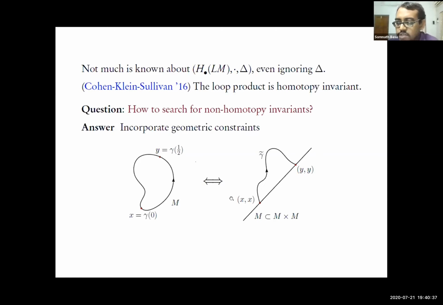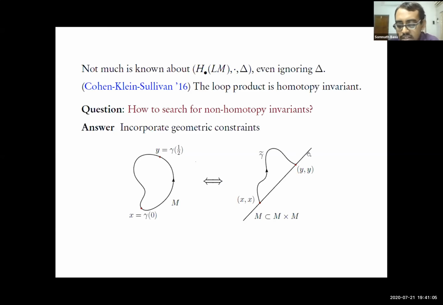So once I have this picture, I could now say, okay, I don't care about the loops here. I only care about arcs in M cross M, starting and ending on the diagonal. And I can impose certain constraints, like I want the arcs to be perpendicular to the diagonal when it hits it, or I want the arcs to be in a specific direction to the normal when it hits it, and so on. So I could impose all sorts of extra constraints on the arcs when it hits the submanifold, and the submanifold could be something else. It need not be the diagonal submanifold.